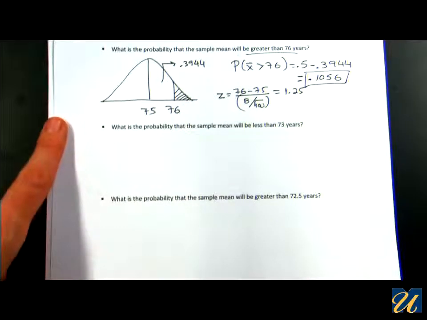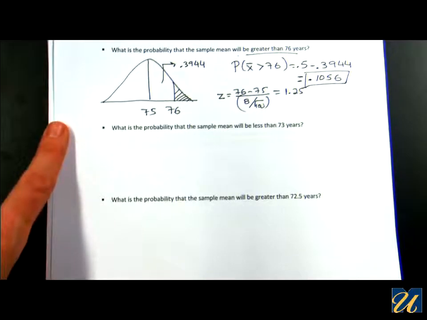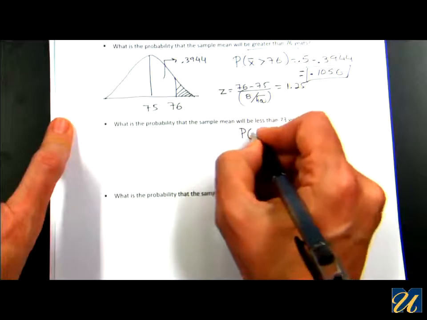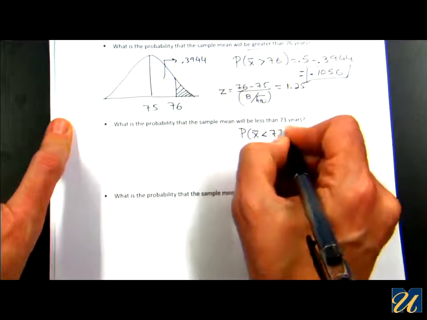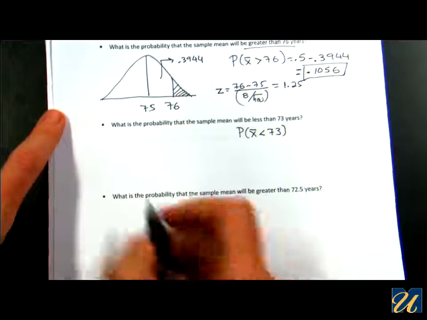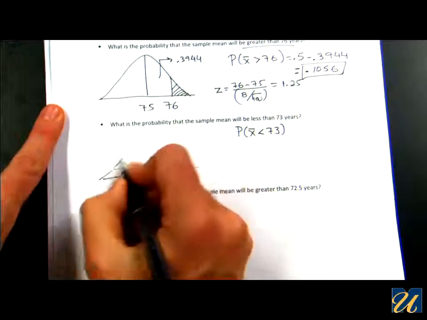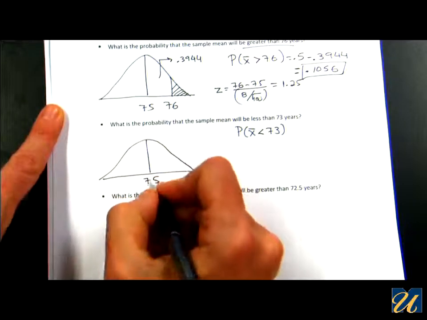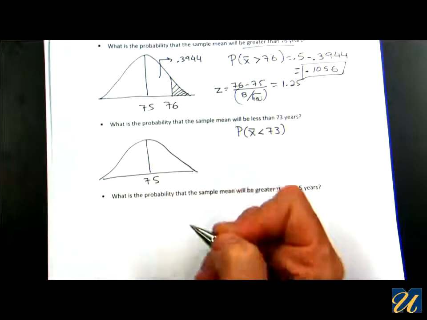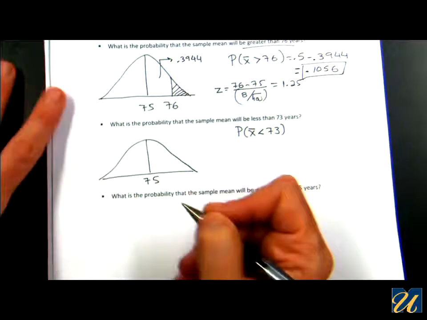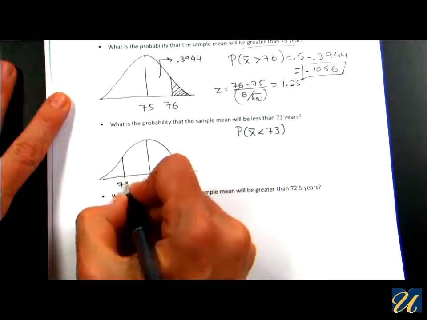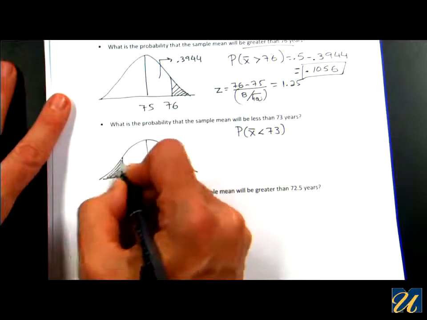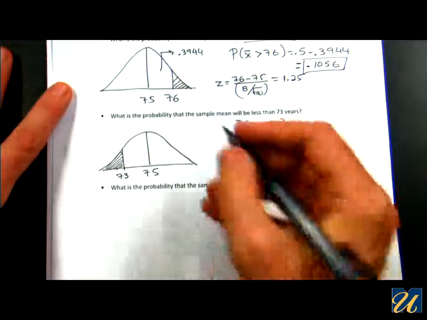For the same problem, I want to find the probability that the sample mean will be less than 73 years. So I'm looking for the probability of x bar to be less than 73. We draw the normal curve. Mu x bar, same as mu, 75. 73 will be to the left of the mean. Let's say somewhere over here, less than 73. That means I'm looking for a left tail.